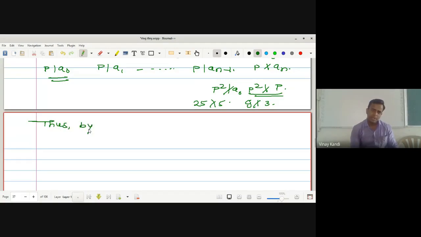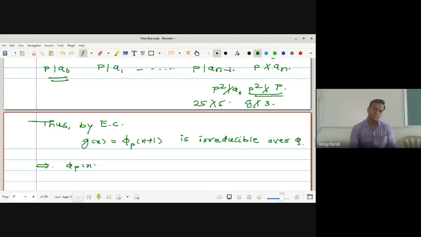Thus, by Eisenstein criteria, g(x), which is equal to Φp(x+1), is irreducible over Q. That implies Φp(x) is irreducible over Q. Okay, any doubt up to here?